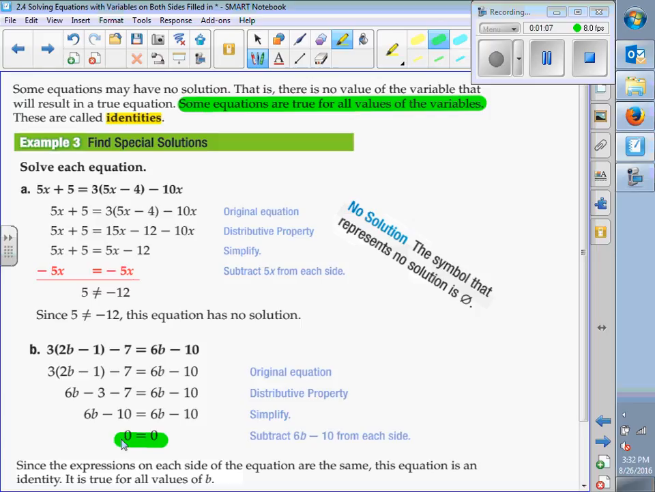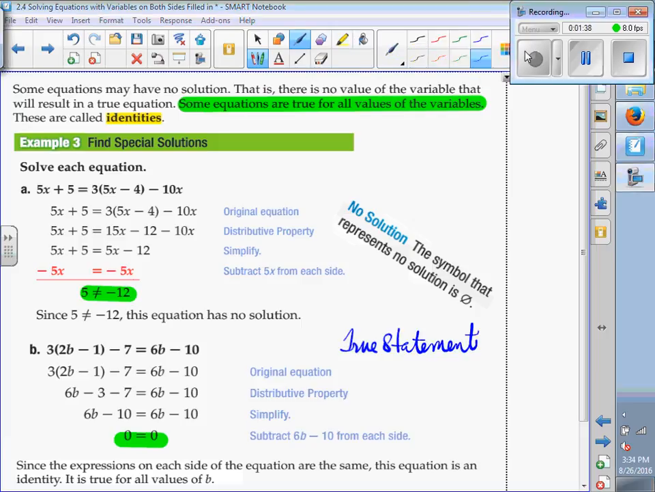Okay? If you solve an equation and you end up with a false statement, like 5 is equal to negative 12, that's not true, right? If you end up with a false statement, then that means that equation has no solution. Is everybody clear with that?